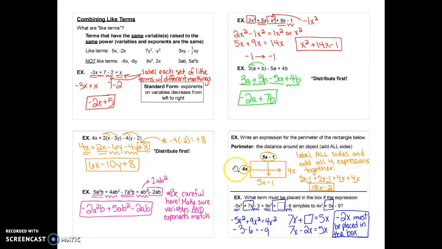Okay, now 2 word problem examples. So we want to write an expression for the perimeter of the rectangle below. Okay, so you need to be really careful with these and make sure you're reading the directions. I need perimeter. So perimeter is the distance around an object. Okay, that just means that we're going to add up all of the sides. Distance around the object means you need to add all the sides.